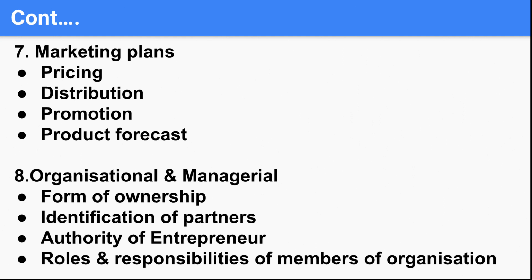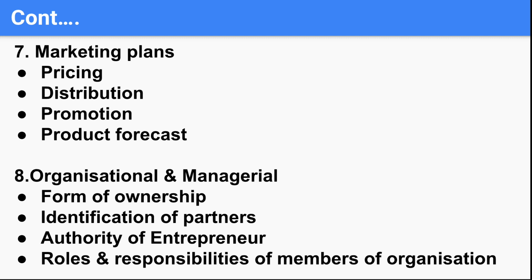Next, identification of partners. Yes, if he is looking for partnership, then he should also mention the identification of partners. Clear? Next, authority of the entrepreneur. Yes, he is the owner, he will have the authority. What are his authorities? That has to be mentioned. He should know his authorities beforehand, before giving responsibilities to other members or subordinates in the organization. Clear? Next, we have roles and responsibilities of members of the organization.